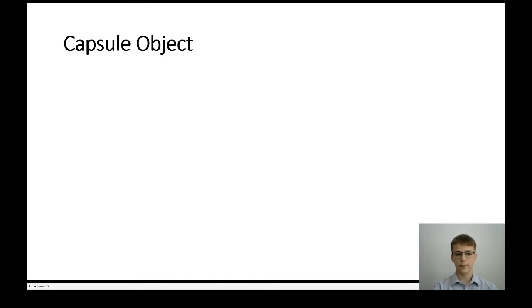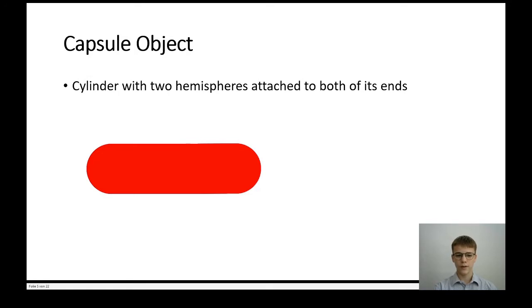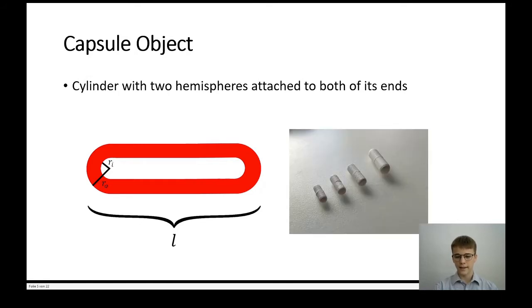Before I can start explaining how the phenomenon works, I first have to declare how we defined a capsule-shaped object. We define it as a cylinder with two hemispheres attached to both of its ends. And because of issues with 3D printing, we had to make the capsules hollow. And for the rest of this presentation, I'm going to refer to this length as the inner radius, to this length as the outer radius, and to this as the length of a capsule. And here you can see some of our 3D printed capsules.